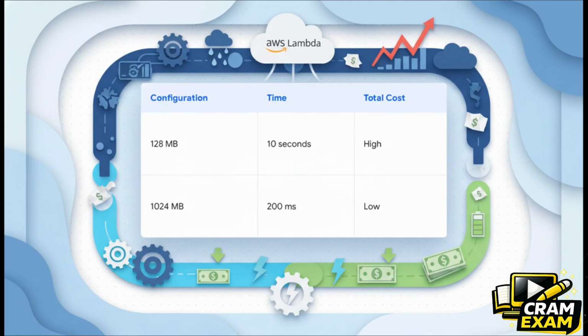So a developer wants to save money, right? They set the memory to the absolute minimum, 128 megabytes. But in Lambda, CPU power and network bandwidth are strictly tied to the amount of memory you allocate. And this is where people mess up. Think about it like this. You have a compute-heavy task. At 128 megabytes, the function lacks CPU power and it takes 10 full seconds to execute. Because you pay for the exact execution duration, you just paid for 10 seconds of compute time.